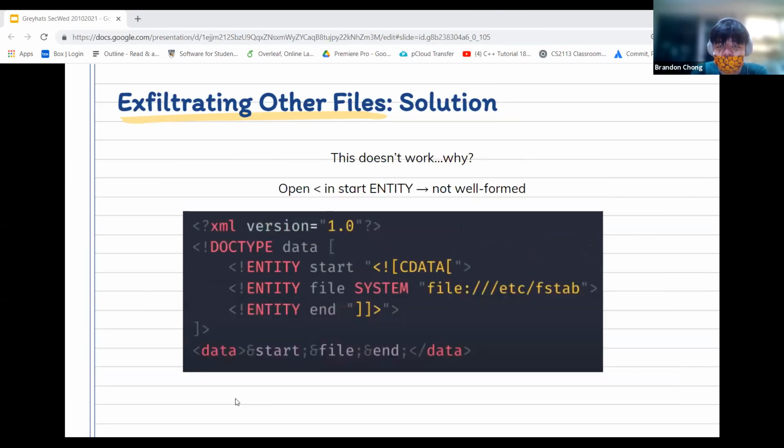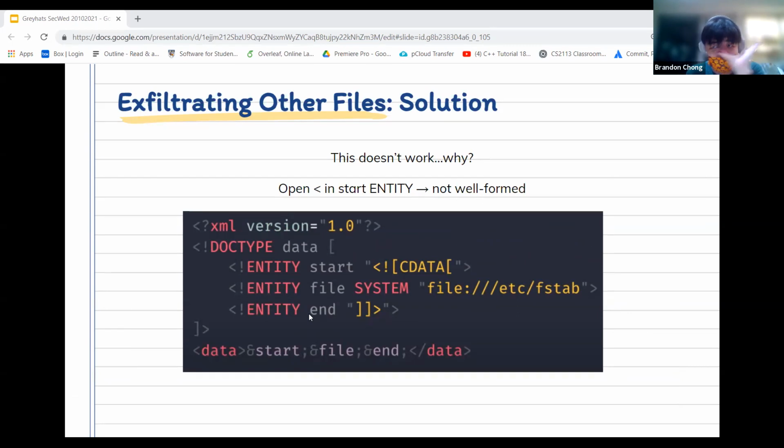Why is that? Because the open angle bracket in the start entity is not well formed. If you recall what I was saying earlier at the start of the presentation, if you open something, you have to close it within the same entity. So because this is not well formed, I define my opening in one entity, and then I go off and do a lot of things, and then I define the closing part in a different entity. So this will not be well formed.